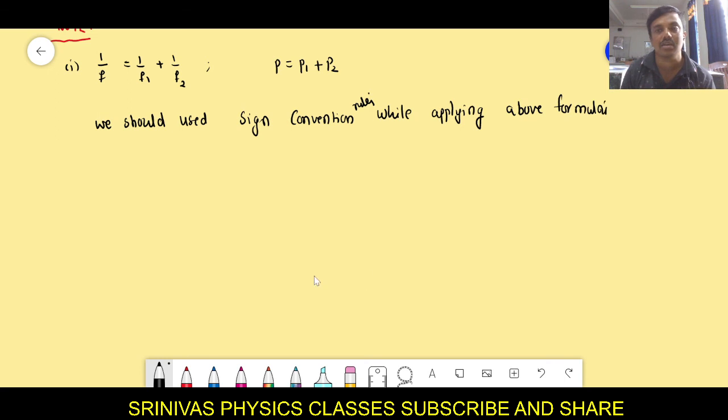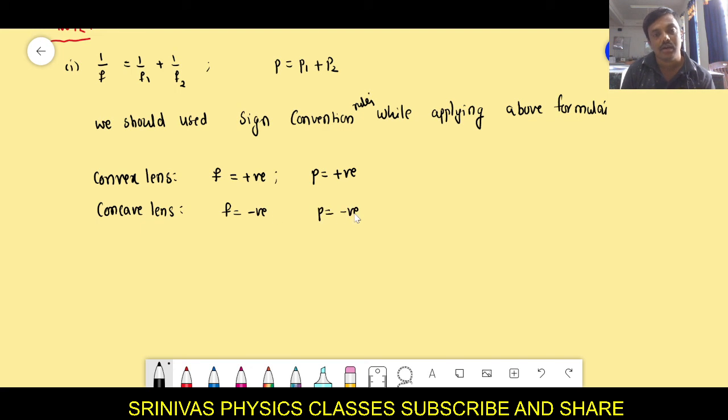What are the sign convention rules? In case of convex lens, focal length and power both are positive. In case of concave lens, you should use focal length negative and the power also negative.